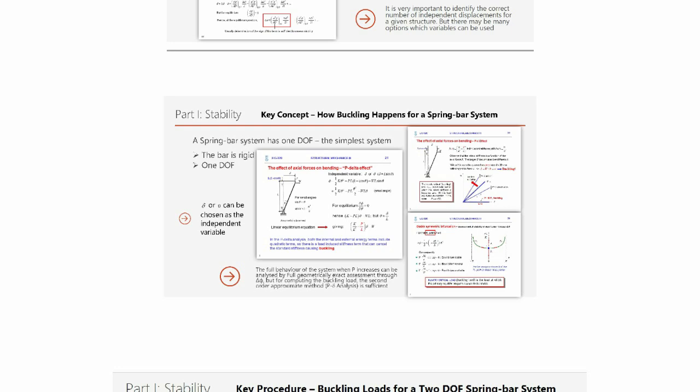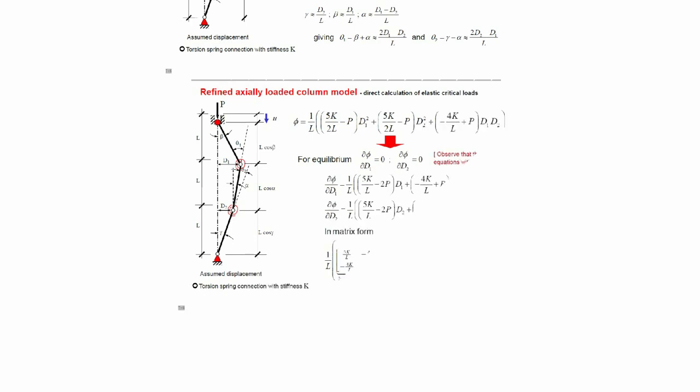Part I, Stability. Key procedure, buckling loads for a 2 DOF spring bar system. The spring bar system has 2 DOFs. Follow the procedure below to compute buckling loads. Identify independent variables, there are many options. Find out their relationships. Assume small deformation to simplify the derivation. Express TPE in terms of the independent variables.